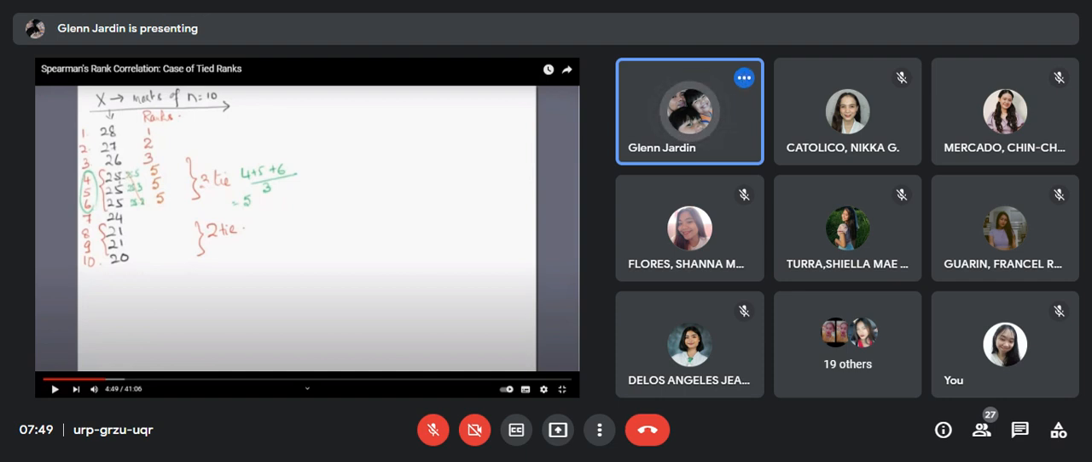Average, ano? So, ito, 4 plus 5 plus 6, divided by 3. Tatlo kasing scores na doon, kaya divided by 3. Okay? And then, 4 plus 5 is 9 plus 6 is 15. 15 divided by 3 is 5. Kaya pare-pareho silang rank 5. Nakuha?